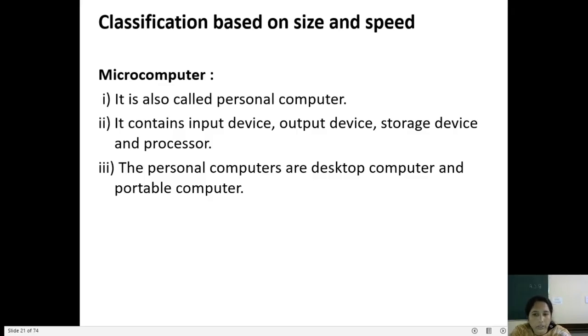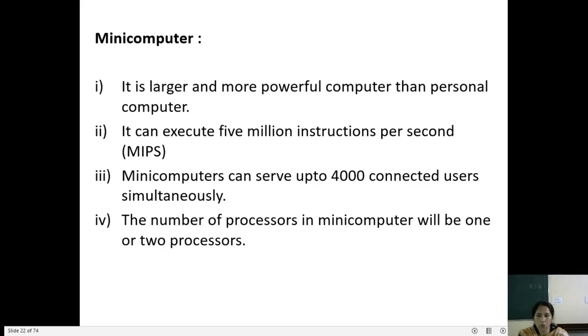Okay, so here the first concept is the microcomputer. The microcomputer is generally nothing but our PCs, personal computers, which we are using. It contains all input, output, storage devices as well as a processor, and these personal computers are also called desktop computers or portable computers. Portable, for example, is a laptop or notebook, whatever we are using. Even now our mobiles are also acting like portable computers themselves. And the desktop computer is what we use in our colleges, schools, and homes.